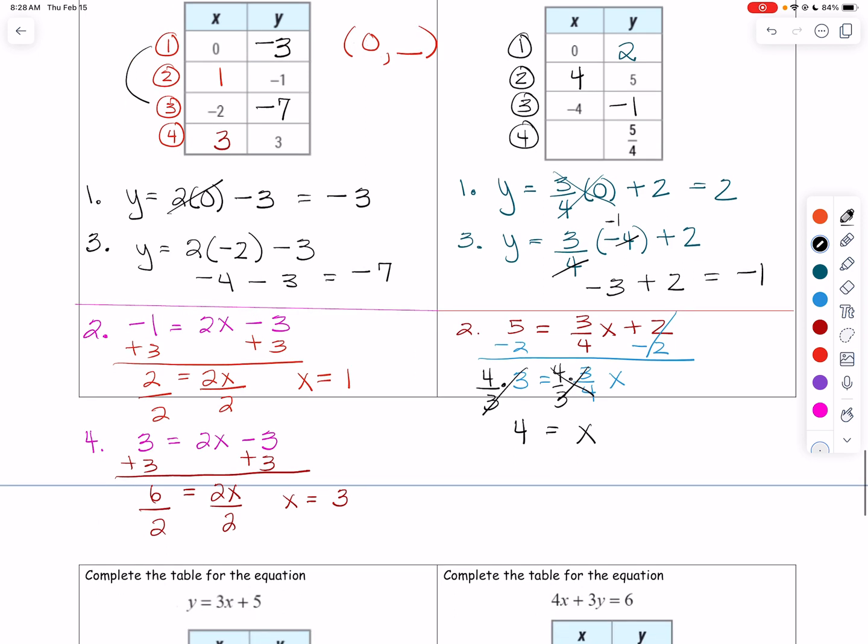And then last but not least, number 4, we get 5/4 is y equal to 3/4 x plus 2. And so let's go ahead and write 2 in terms of 4s. 2 over 1 becomes 4. Oh, wait, I want 4s, sorry.